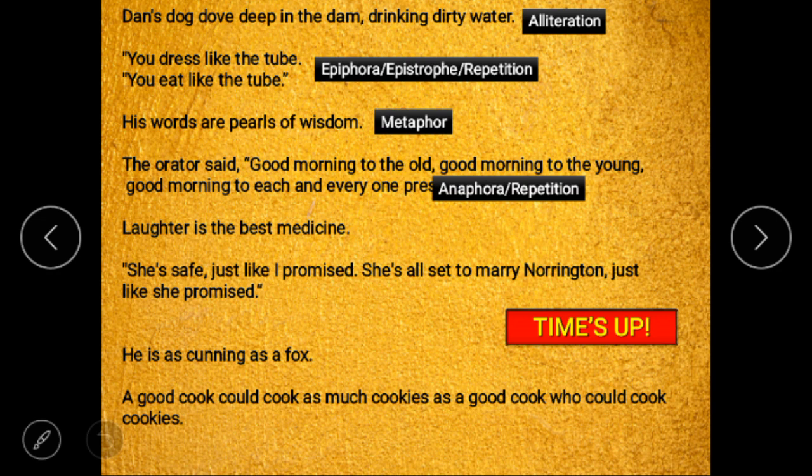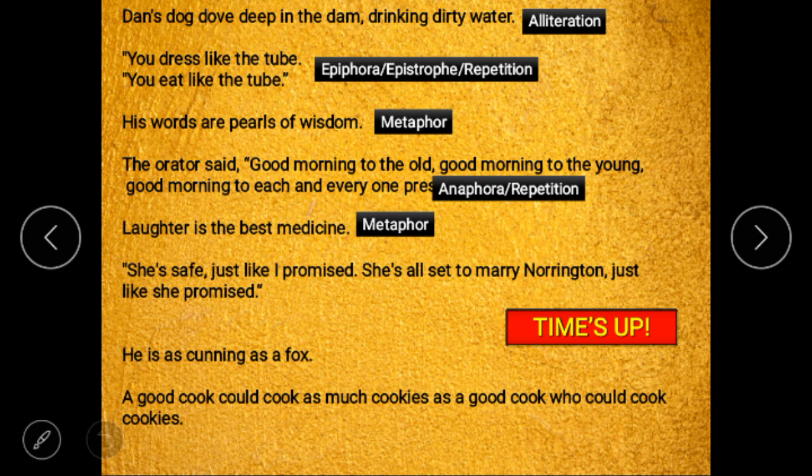Laughter is the best medicine. Now, laughter is being compared to a medicine. It's obviously not a medicine. Let's see the answer. That's a metaphor because the comparison is made without using "as" or "like."